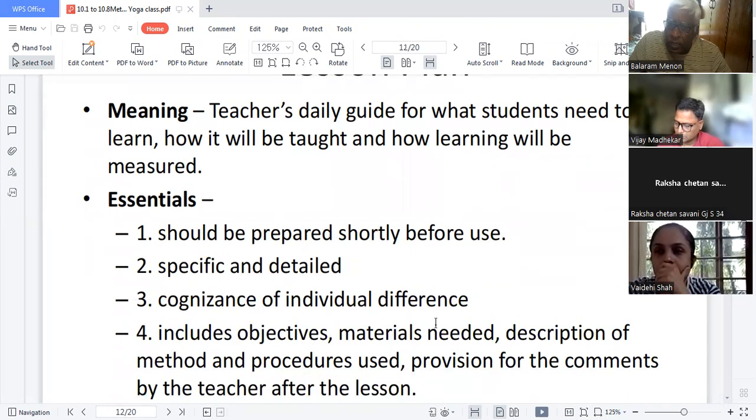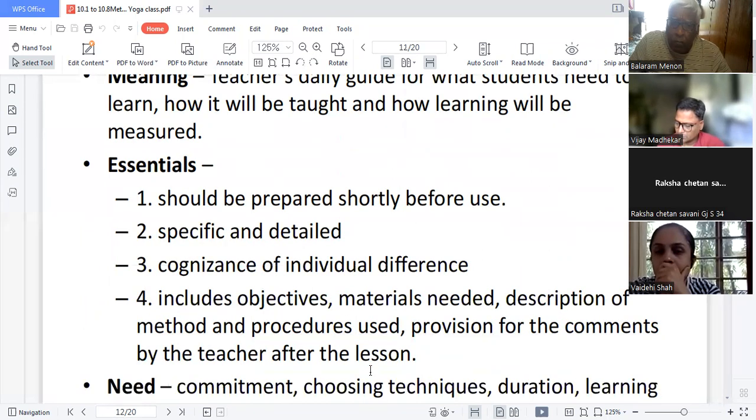Include the objective, materials needed, description and procedures used. Provision for the comments by the teacher after the lesson. So what is the essential requirement? Should be prepared shortly before use. That means the teacher should not go directly into asana. What are the essential requirements? Specific and detailed. What are the benefits and what are the contraindications of the certain asana which you are teaching?